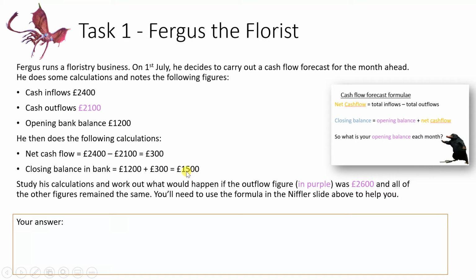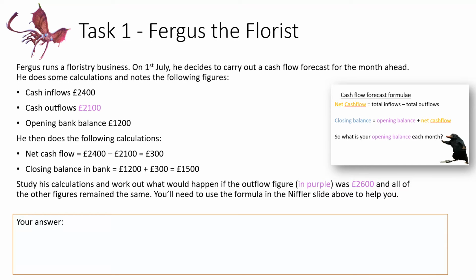Study his calculations and work out what would happen if the outflow figure in purple was 2,600. So I've colour coded it the same above, and all of the other figures remain the same. You'll need to use the formula in the slide above you to help you. Off we go, then, let's work this out.